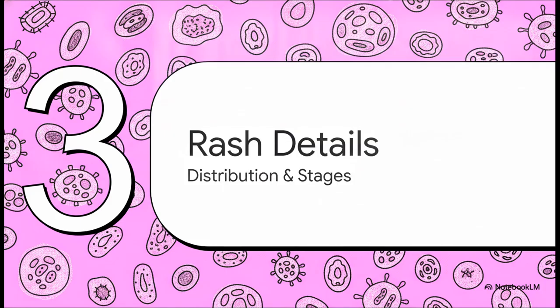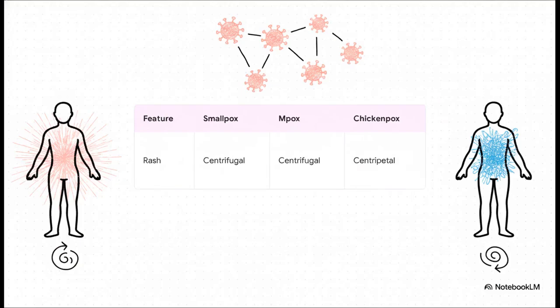All right, Section 3, rash, distribution, and progression. So once that prodrome clears, the main event begins. Mpox and smallpox actually share a specific identical pattern of rash distribution that contrasts sharply with chickenpox. Medical exams love testing this exact terminology, so let's make sure we clearly define what these distribution patterns actually mean for your patient.